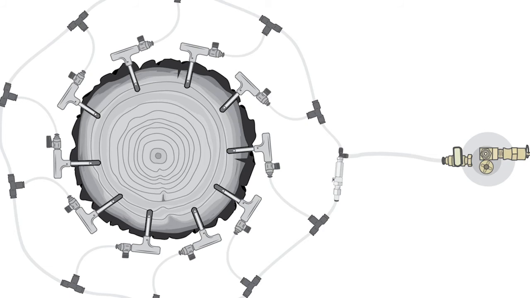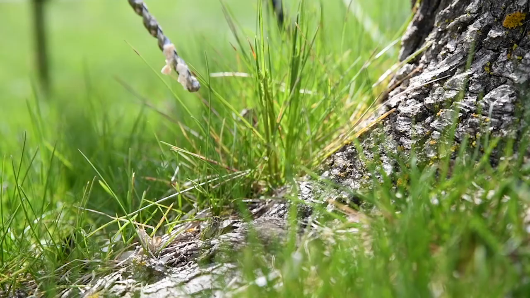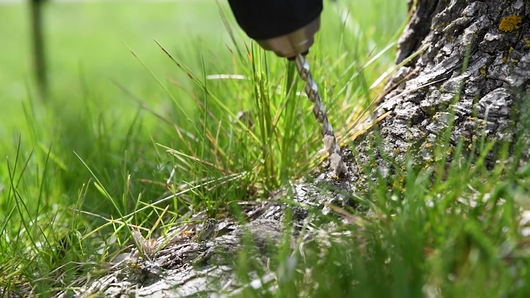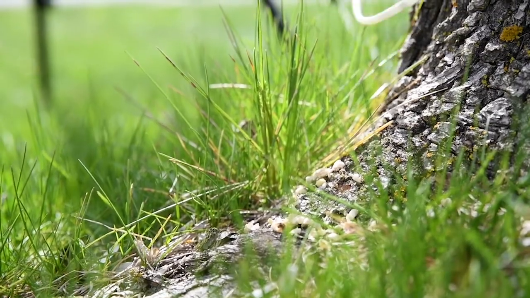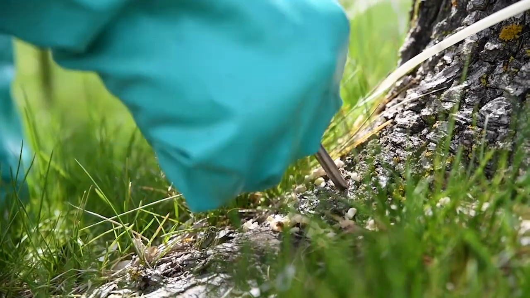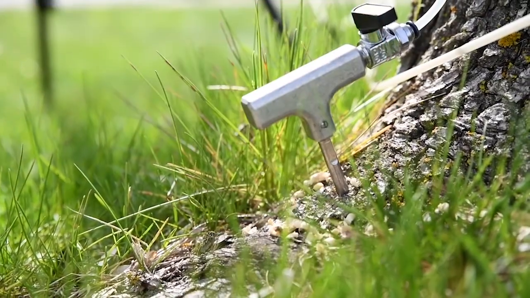When you're setting up your harness around the tree, make sure to place your T's evenly around the base of the tree and target root flares when possible. Root flares are the preferred location for injection sites because they allow for rapid uptake, have good wound closure capability, and provide uniform distribution of the product throughout the tree.